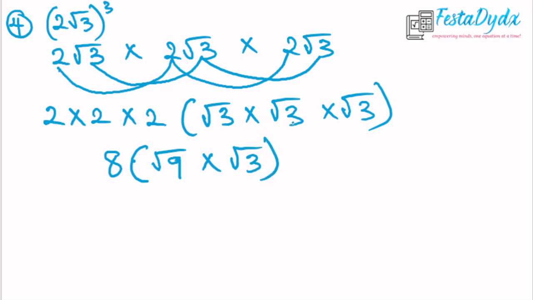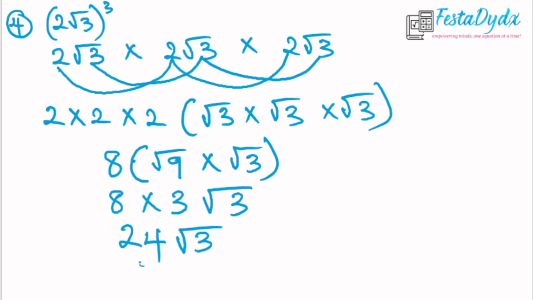Root 3 times root 3 gives us 9 times root 3. Take note of that. So now the square root of 9, because 9 is a perfect square, gives us 3. So we'll have 8 times 3, and then we'll have our root 3. So 8 times 3 gives us 24 root 3. So our answer for number 4 is 24 root 3.